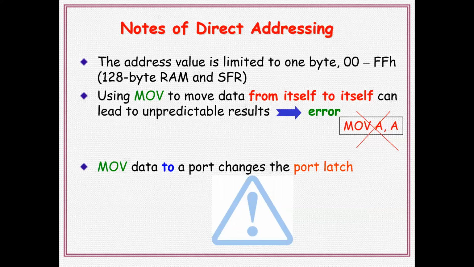And second one, for this RAM content, using MOV to move data from itself to itself can lead to unpredictable results. That indicates that moving the content of the accumulator to the accumulator creates an error. So moving within the same register is not supported. Okay. And another one, moving data to a port changes the port latch. So these are the points to note in direct addressing mode.